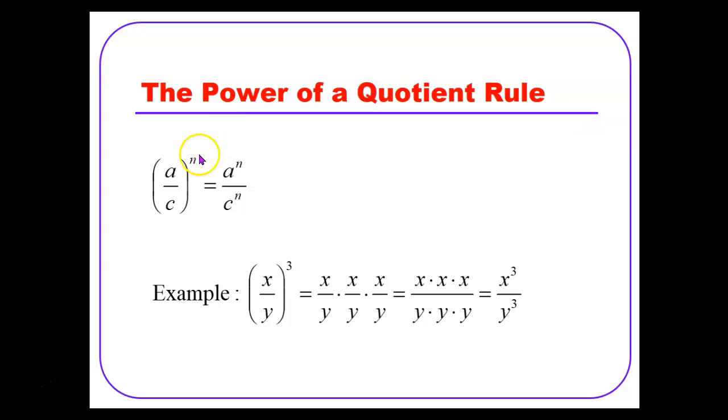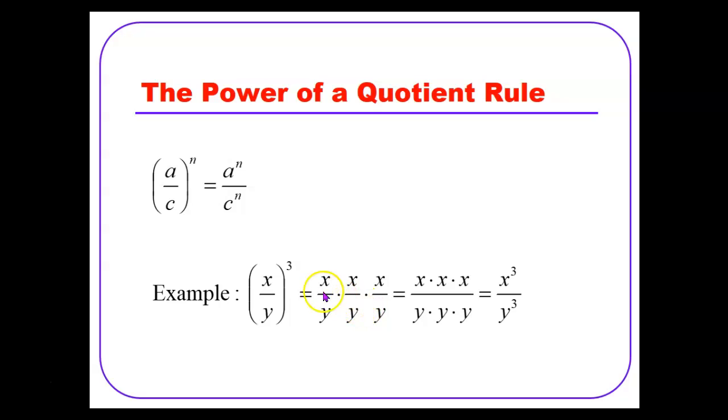And the power of a quotient rule says that a over c to the nth power is equivalent to a to the nth over c to the nth. So for example, x over y to the 3rd power is equivalent to x to the 3rd over y to the 3rd. X over y to the 3rd power would mean 3 x over y's multiplied together.